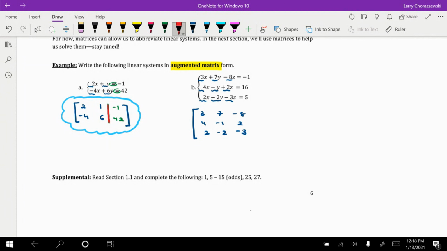Okay, so those are the coefficients, and I'm going to separate these coefficients from the constant terms, which I'll add to the right of this vertical bar. So -1, 16, and 5. And that would be the augmented matrix form of this linear system.